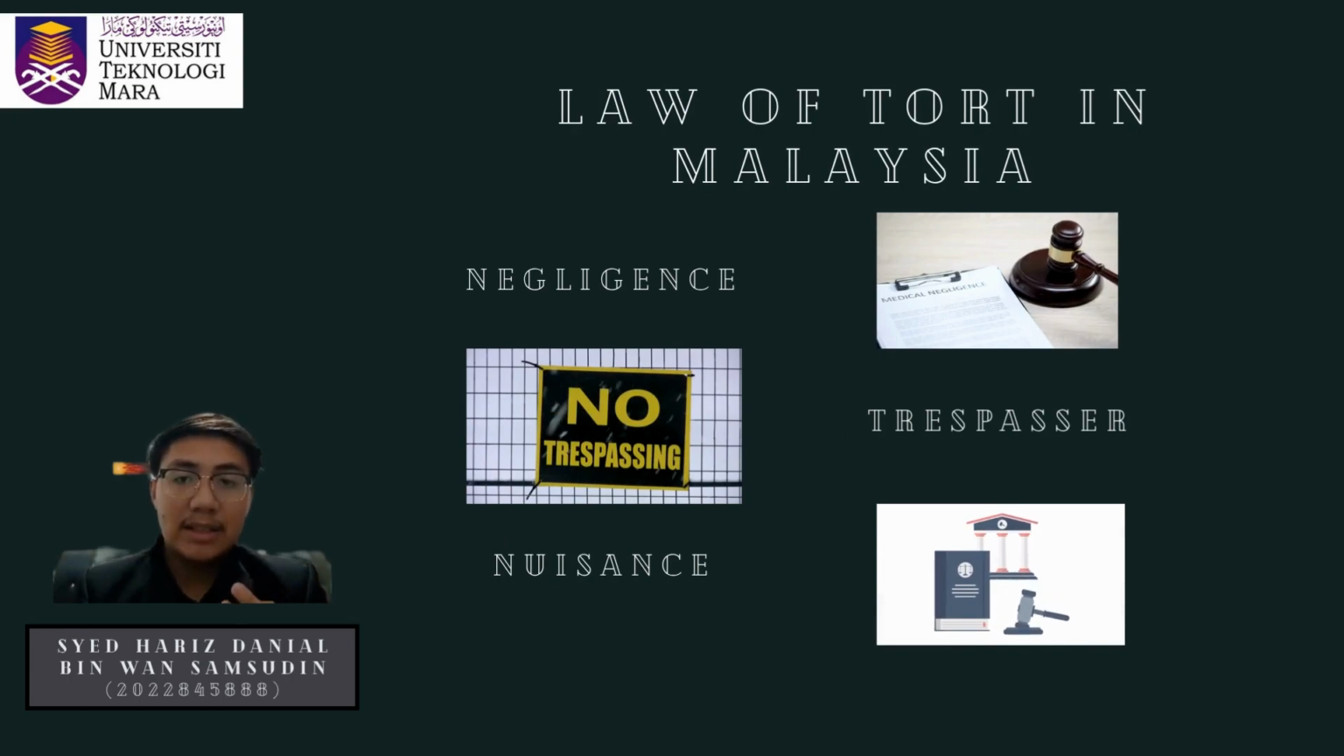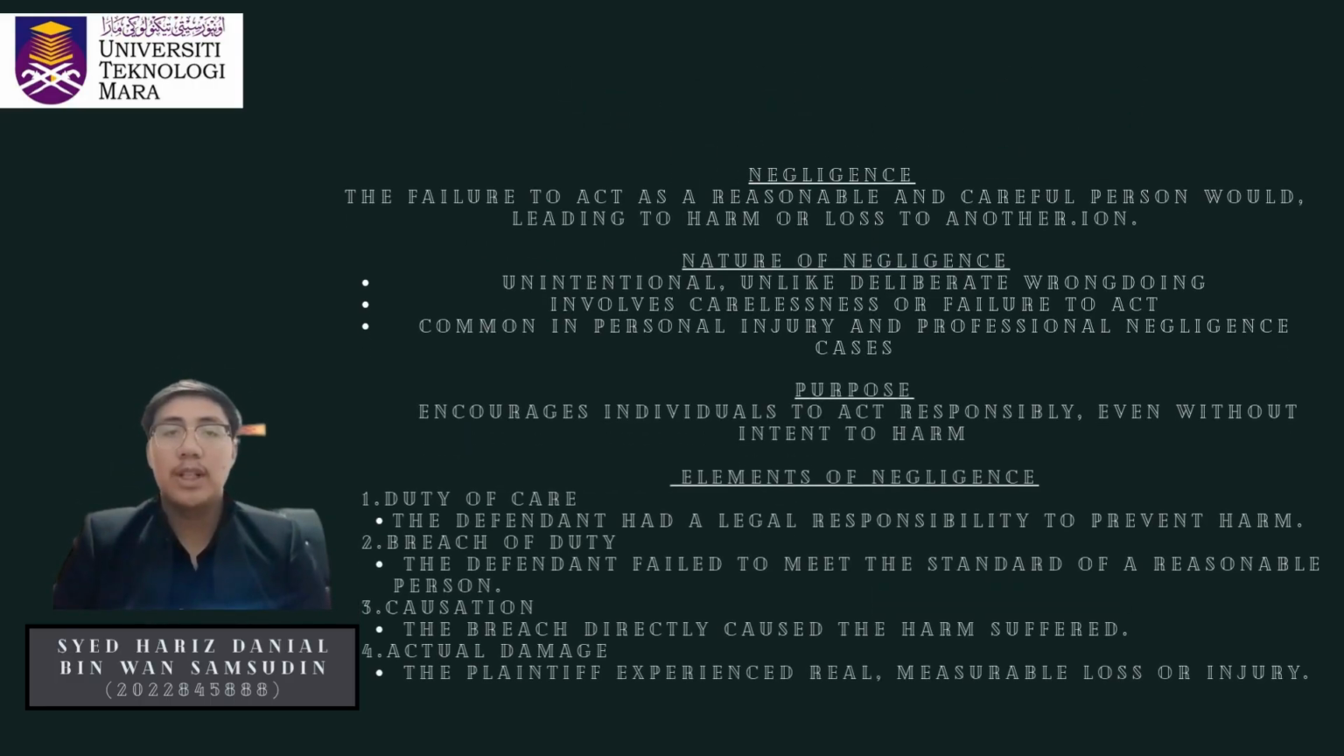There are three matters that are related to tort law in Malaysia in the construction project, which are negligence, trespass, and nuisance. The first one is negligence. A key principle in tort law, it occurs when someone fails to act as a reasonable and careful person would, resulting in harm or loss to another. It is distinct from intentional wrongdoing, as it involves carelessness rather than deliberate harm.